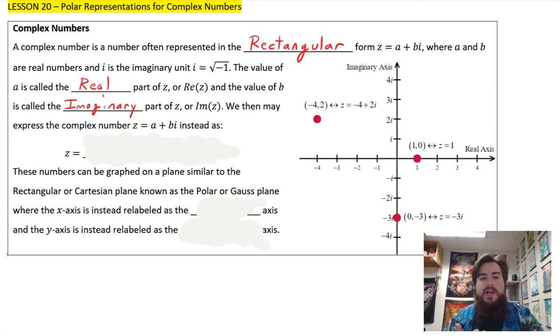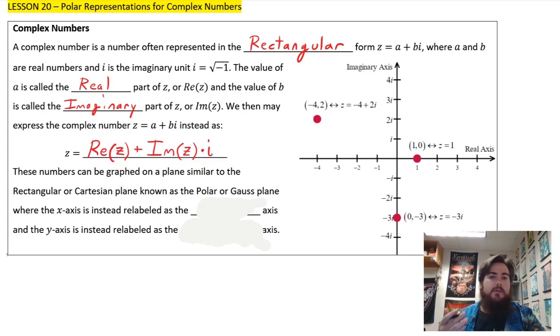We may then express the complex number z equals a plus bi instead as the real part or real component of z plus the imaginary part or imaginary component of z times i. This is just another way that we can represent and express a complex number. However, in many of the calculations you will see in this class concerning complex numbers, we very often will refer to the rectangular form as a plus bi.